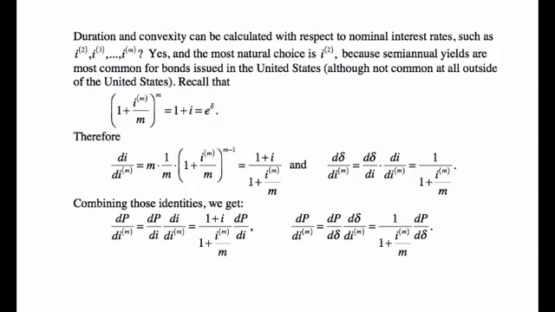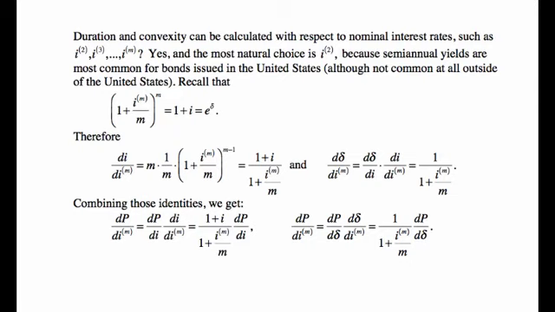Duration and convexity can be calculated with respect to nominal interest rates such as i upper 2, i upper 3, and so on. And i upper 2 is the most natural choice because there are so many bonds that make semi-annual coupon payments in the U.S. In order to figure out what these are, and it's unlikely that you'll get this, I just want you to see that it's the same approach that would work.